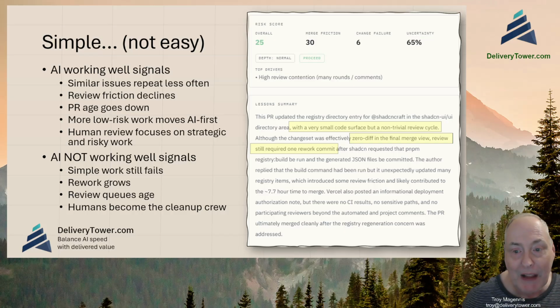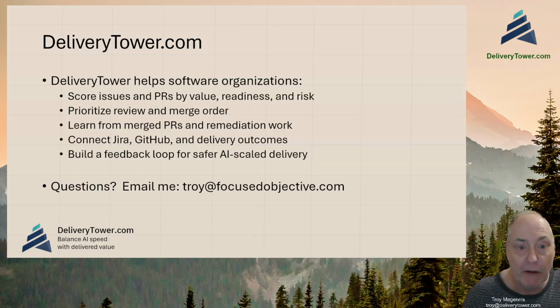Simple is not easy. A very small, trivial, zero code change really struggled to be merged. And it's about knowing these signals in advance that helps you plan and prioritize the risk that means this work should go AI first. Because it just looks simple in the change size doesn't mean it's simple in delivery. And Delivery Tower helps train and maintain a model of what type of work we struggle to deliver, even though AI can develop the code very quickly. It's all about learning from those errors.